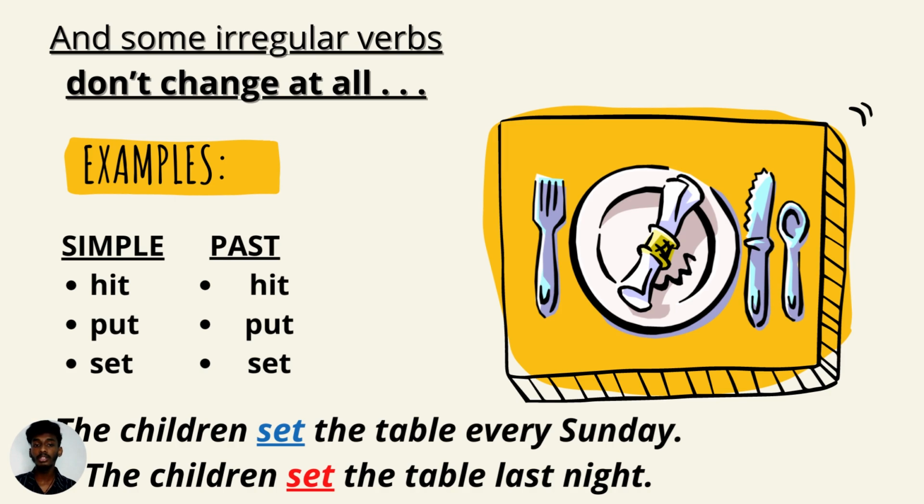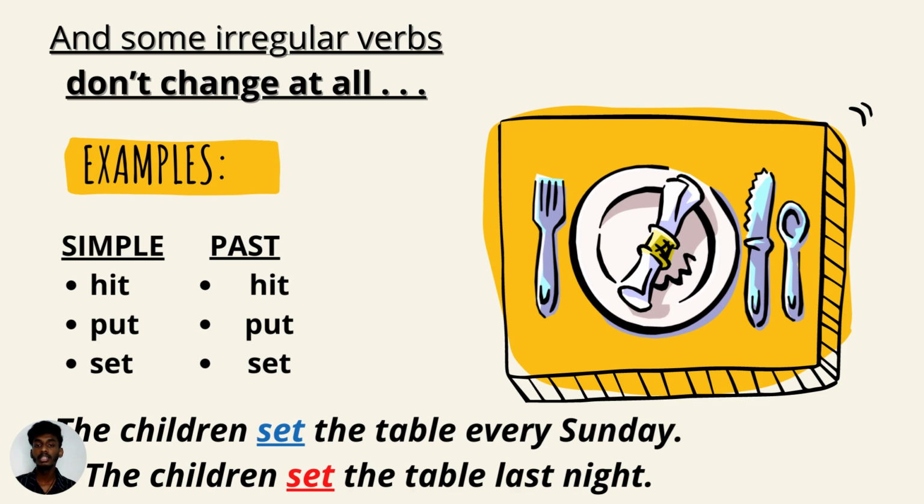And some irregular verbs don't change at all. How does it happen? The examples are the simple words hit, put, and set. And in the past tense, they stay as hit, put, and set. So we can see that the words never change at all. This is because some irregular verbs don't change at all.